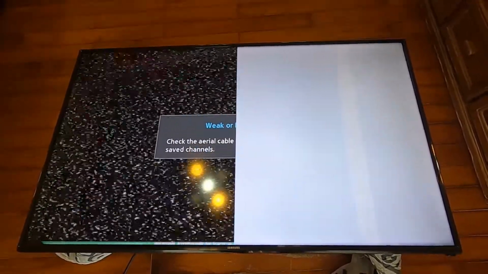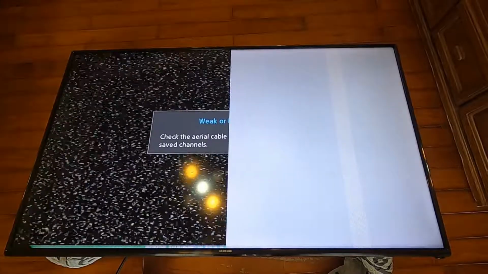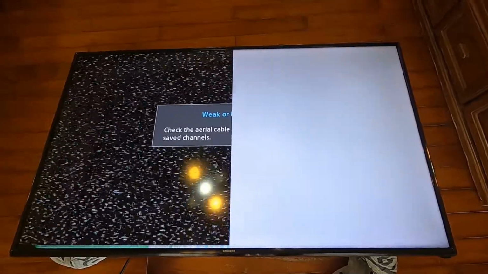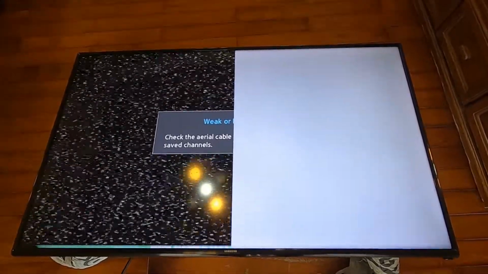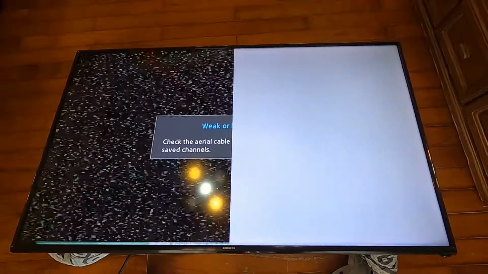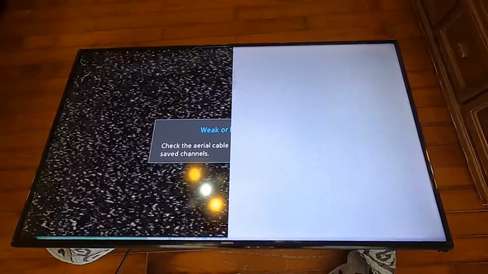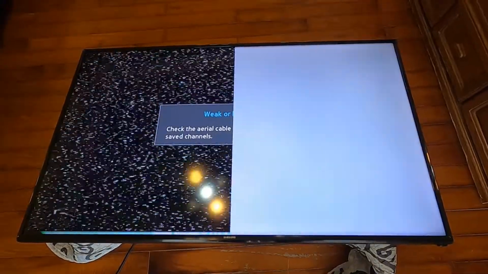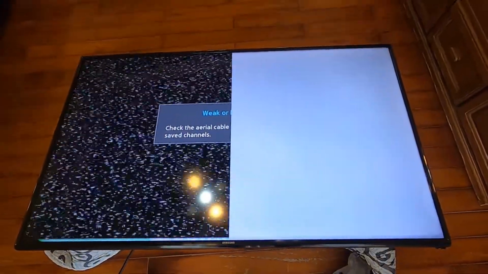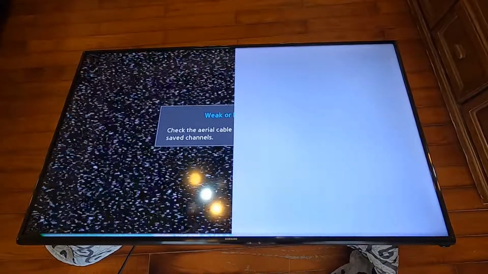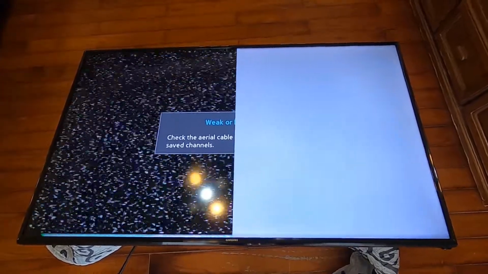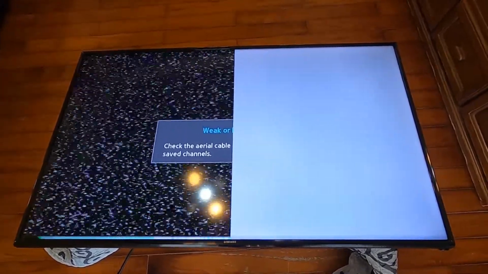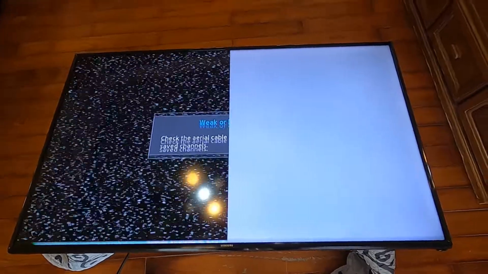Hi everyone, we are looking at a Samsung LCD 43-inch TV that is only about 5 years old, probably less than 5 years old. Obviously, half of the TV is working and half is not working. So I'm looking for some tips or advice on how to fix this.